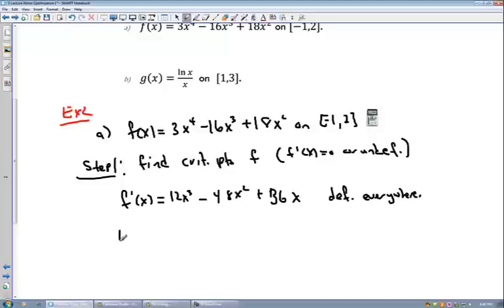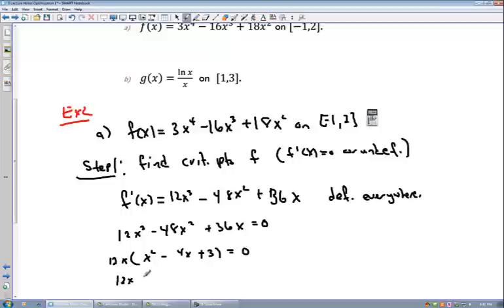And now I'm just going to set it equal to 0. So I have 12x cubed minus 48x squared plus 36x. And when I set this equal to 0, I realize I can factor out a 12x. And then I have x squared minus 4x, and then plus 3. And that's supposed to be equal to 0. And I can continue on.